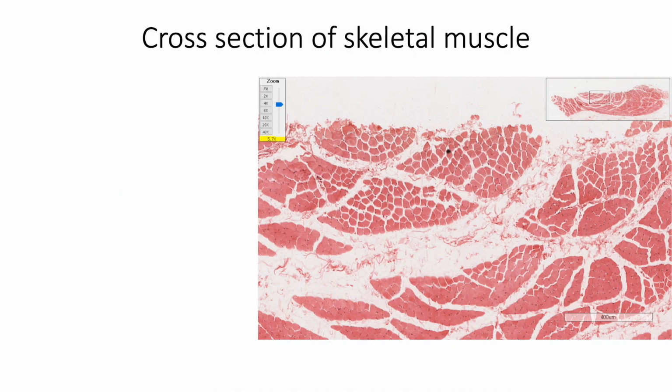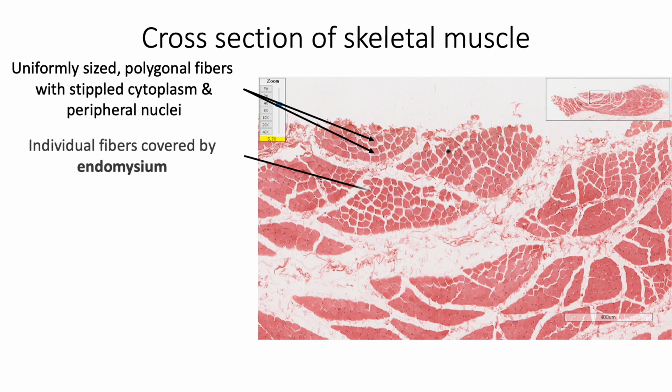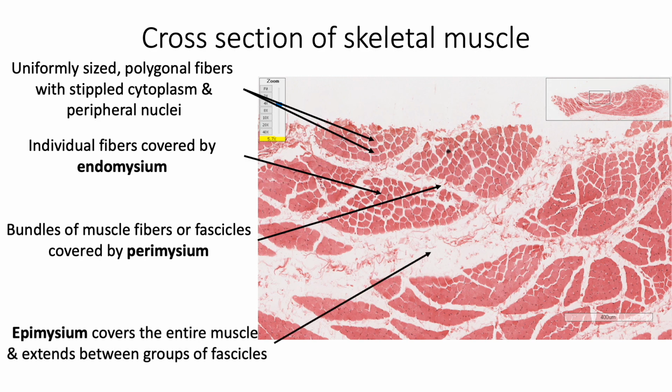When we see the cross-section of skeletal muscle, we are seeing uniformly sized polygonal muscle fibers with stippled cytoplasm because of myofilaments and peripheral nuclei. Individual muscle fiber is covered by endomysium, which has capillaries and nerve fibers. Bundles of muscle fibers or fascicles are covered by perimysium, with larger blood vessels, nerves, and neuromuscular spindles. Epimysium covers the entire muscle, and it extends between groups of fascicles.